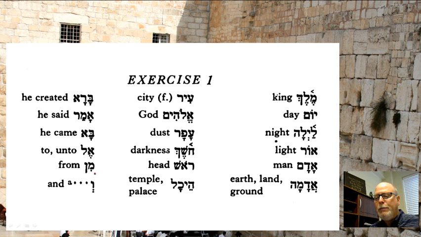So min. Here we have the vav, and directly underneath the vav we have the two dots, and that is, to remind you, the simple shewa. The pronunciation of the simple shewa is a short e sound. So when you take the va and the shewa, you get ve. This is always the conjunction and, or some version of translating and.